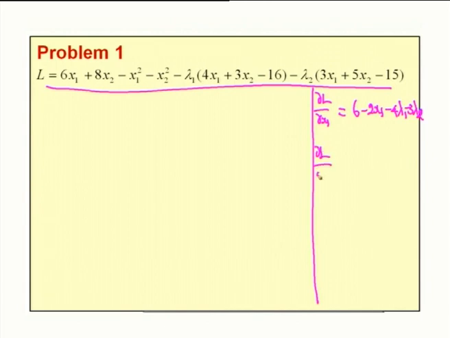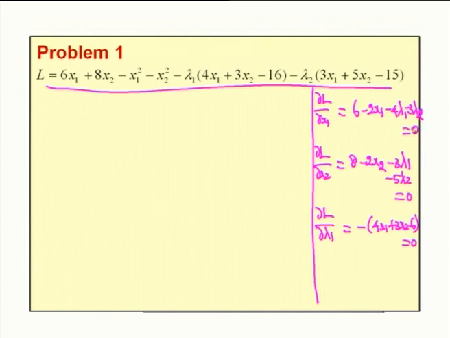Then ∂L/∂x2 gives us 8 minus 2x2 minus 3λ1 minus 5λ2. Then ∂L/∂λ1 gives us minus of (4x1 plus 3x2 minus 6) equal to 0. And ∂L/∂λ2 gives us minus of (3x1 plus 5x2 minus 15) equal to 0.